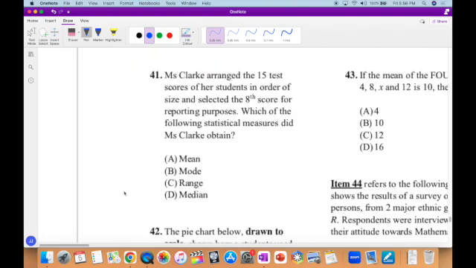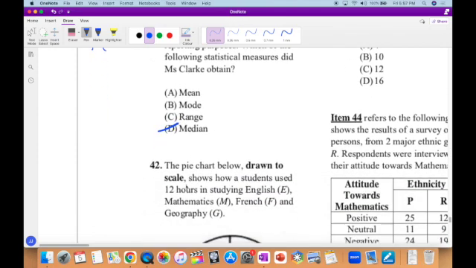Alright. Miss Clark arranged the 15 test scores of her students in order of size and selected the 8th score for reporting purposes. Which of the following statistical measures did Miss Clark obtain? Well, from 1 to 15, the 8th is the middle, so that looks to me like the median. So she did use the median, the one in the middle.